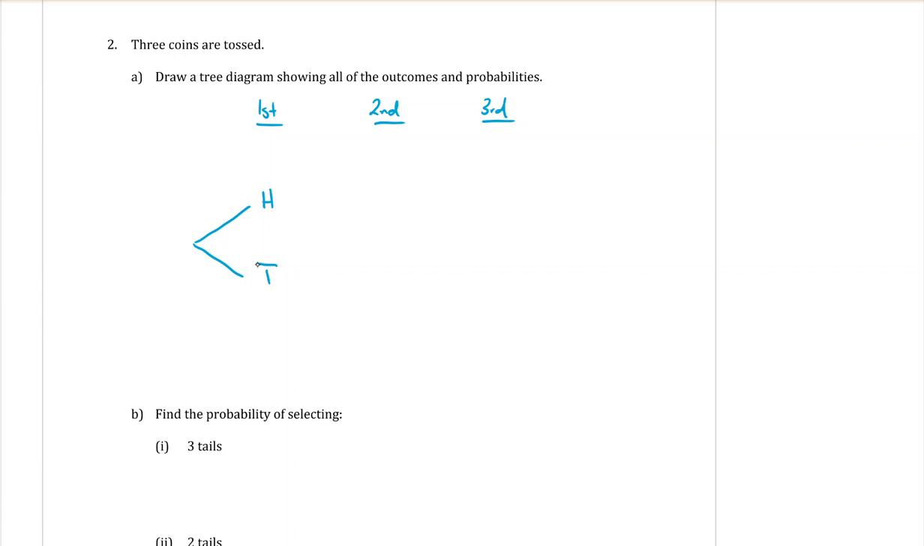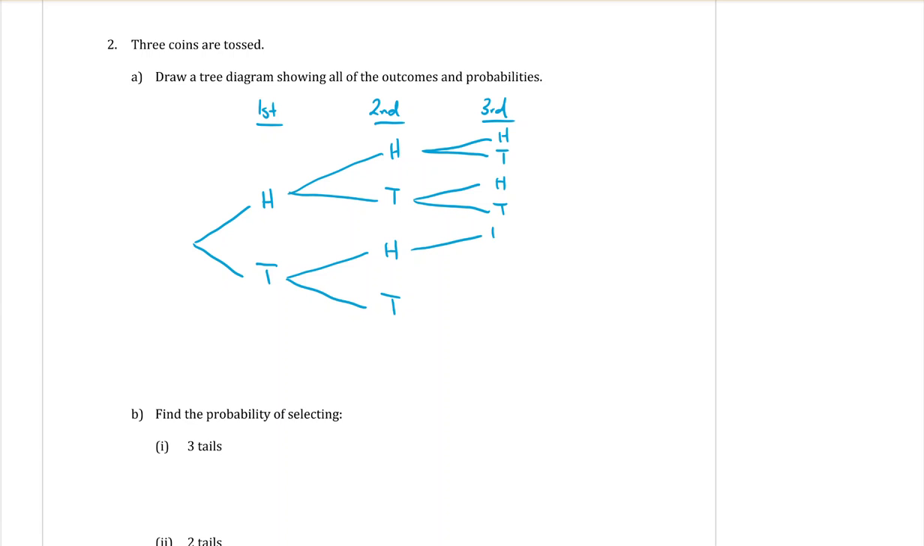So then when I'm coming to the second one, I'm going to extend my branches out so that all my outcomes are underneath that one. So if a head is tossed the first time, I could get a head or a tail the second time. And also if I tossed a tail, I can also get a head or a tail for the second one. Each of them branches out. And then for the third coin, each of them is going to branch out again. Keep them in line underneath that heading. Okay, so that is what we call a tree diagram.